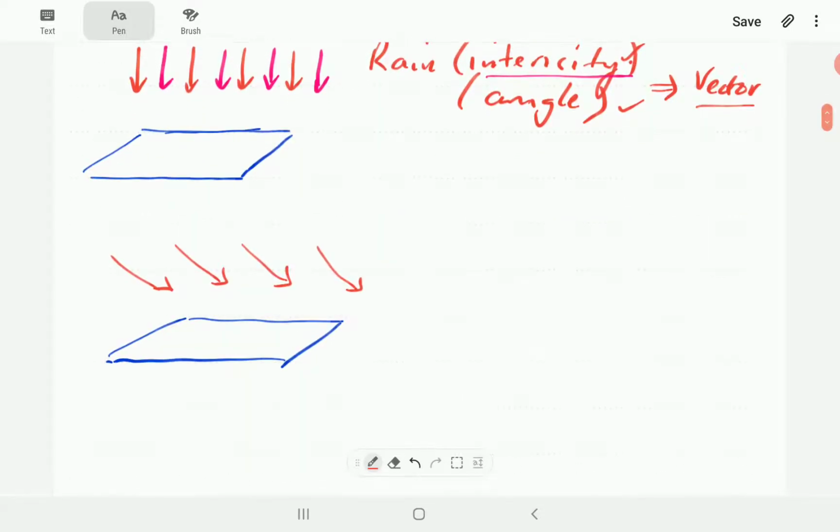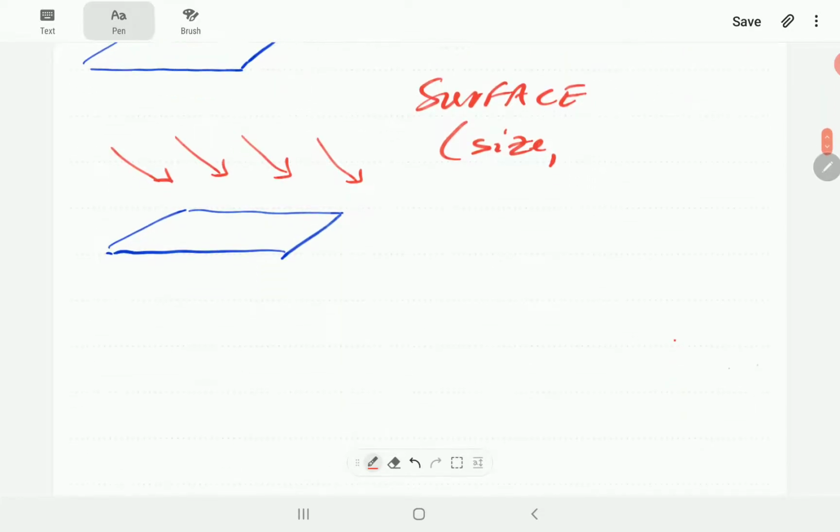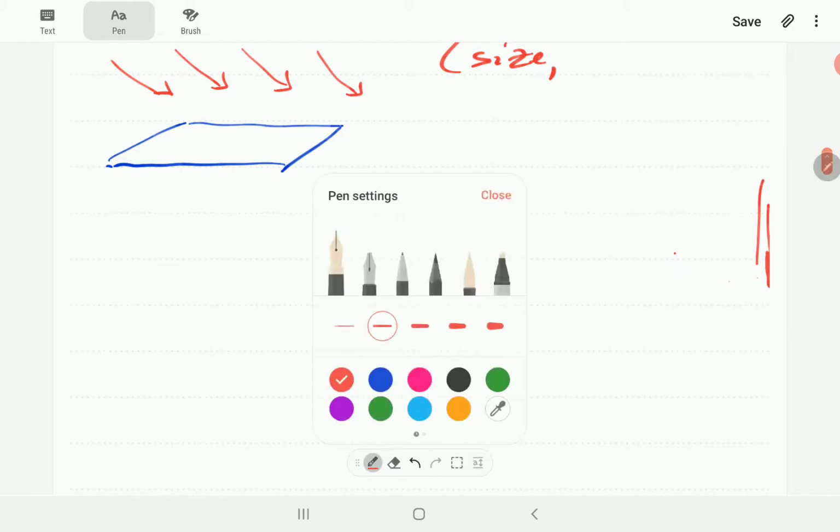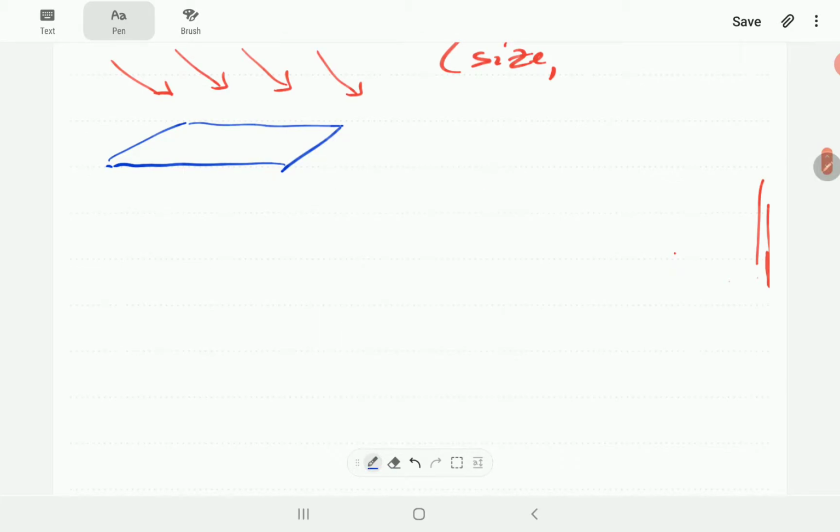Okay, then the other factors, of course, have got to do with the surface of collection. So I'm going to just write surface here. So with the surface, again, there is the issue of the size. So if we double the size of our surface, then the rate of collection we expect should double.